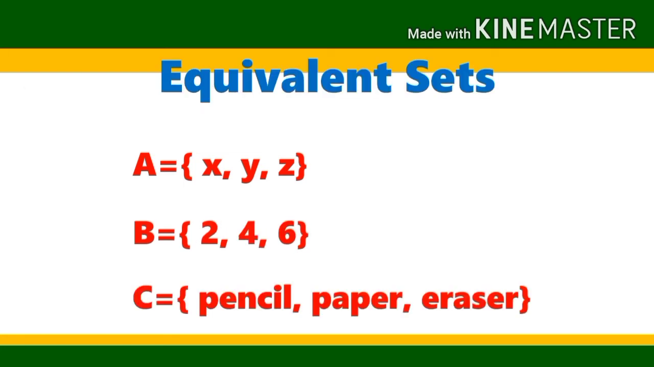The third one is the equivalent sets. Set A, we have x, y, z, which are letters. Letter B, we have 2, 4, 6, we have numbers. And letter C, we have pencil, paper, and eraser, which are things, right? We can say that A, B, and C are equivalent sets since they have the same total number of elements or they have the same cardinal number. So the cardinal number of set A, B, and C is 3.